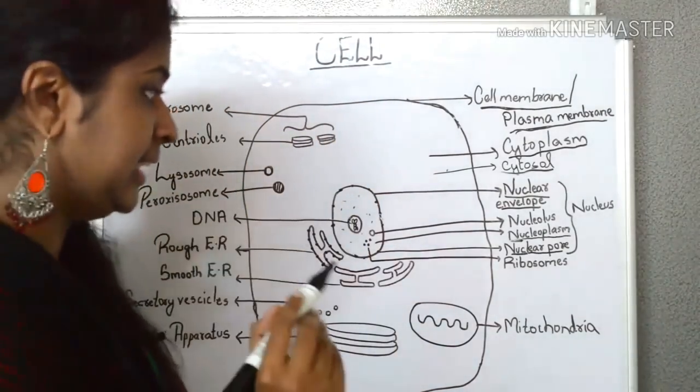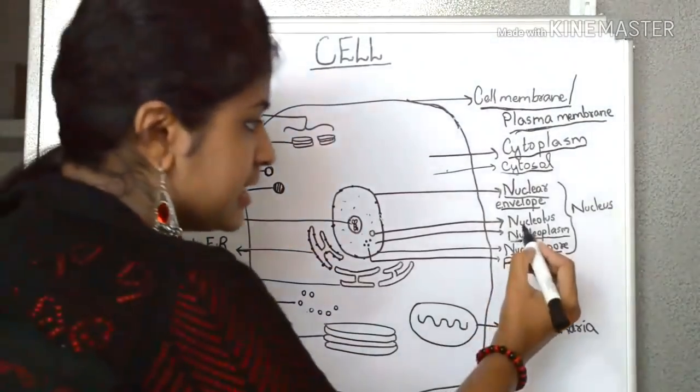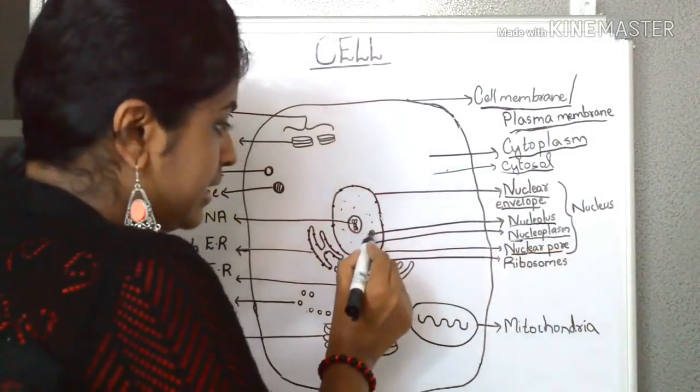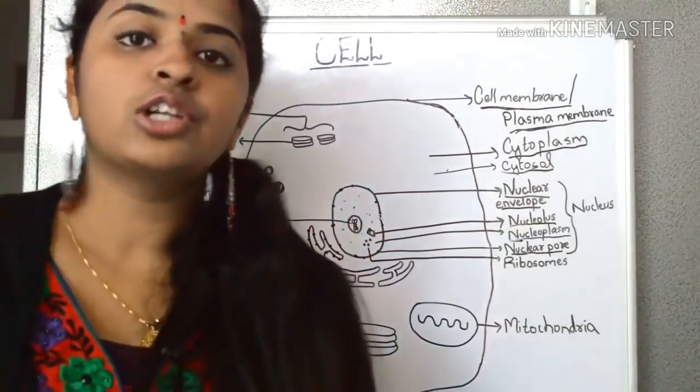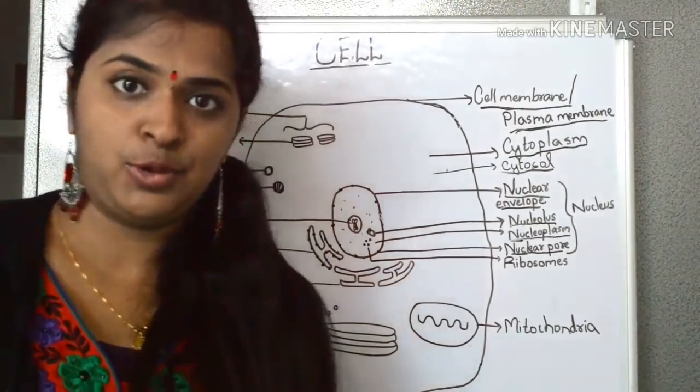And another thing which is present inside the nucleus is the nucleolus. This round body is called nucleolus. The function of this nucleolus is to produce ribosomes.